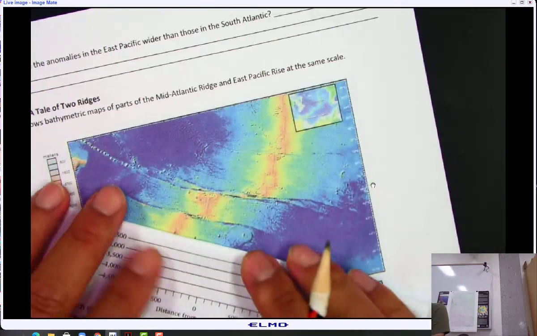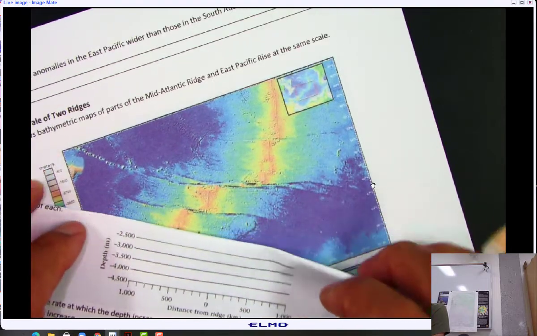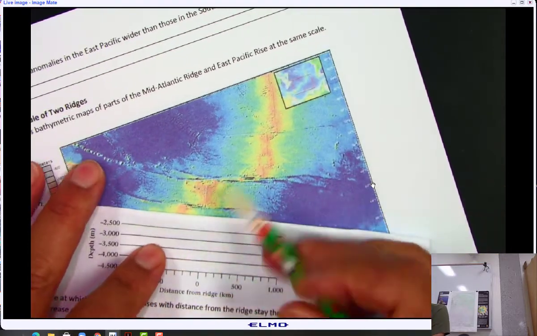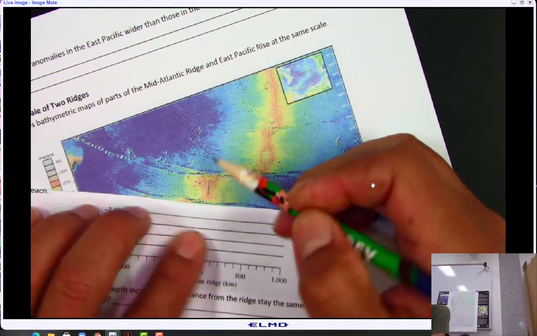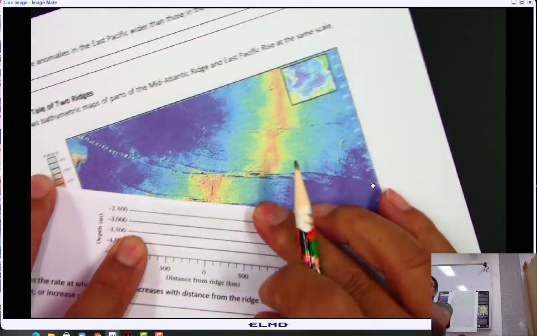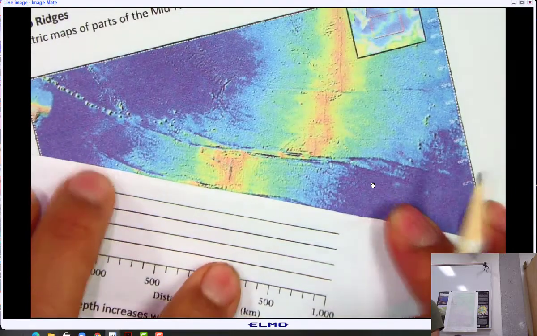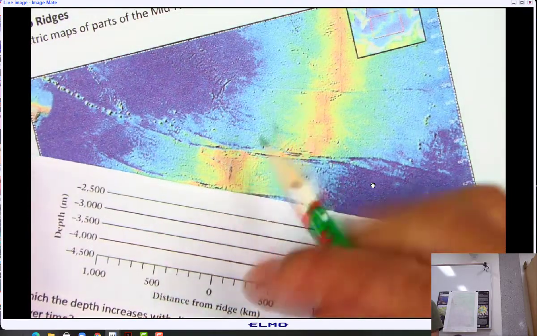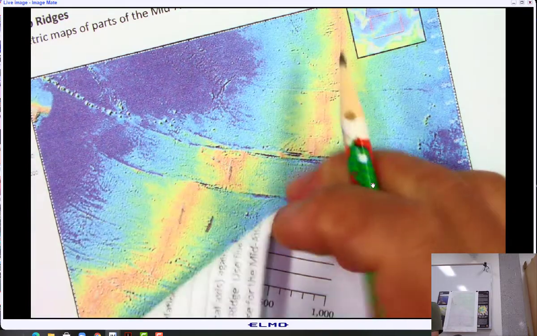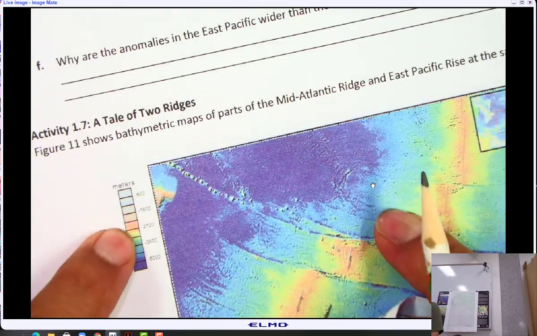And you can pick any place on this. Just make sure the 0 lines up with the ridge axis. So remember, this is our ridge axis right here. And then you're going to estimate the depths, right? So if we zoom in here, you can see that right at the ridge axis, we're at this red and yellow color, and that corresponds to a little bit less than maybe 2,400, 2,000 feet right in there.